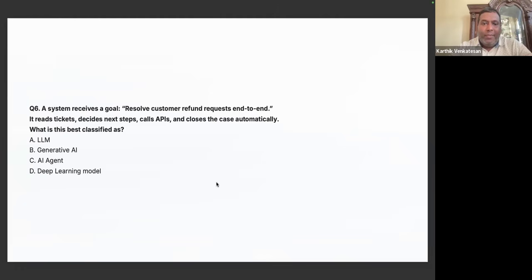A system receives a goal: resolve customer refund requests end to end. It reads tickets, decides next steps, calls APIs, and closes the case automatically. What is this best classified as? LLM, generative AI, AI agent, deep learning model. Most of you say C, some say B. Whoever says B, can you explain why you think B is the right answer? Generative AI is the right answer.